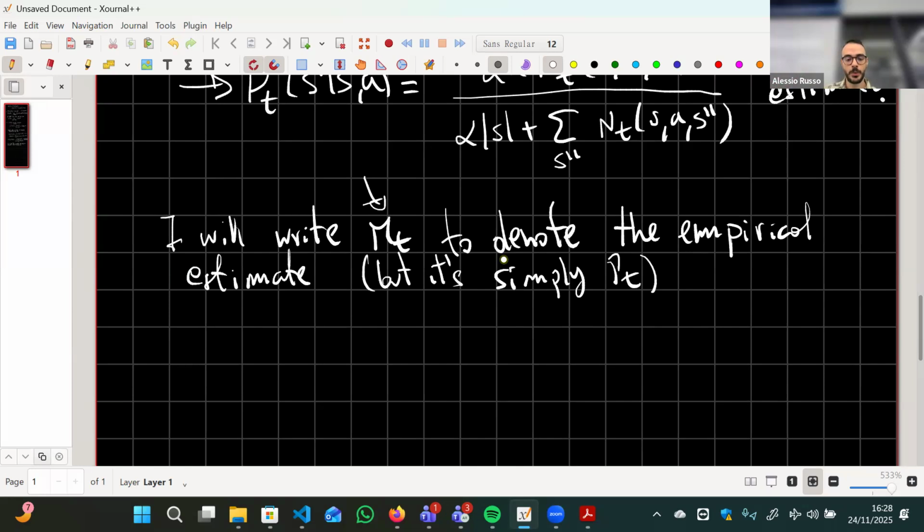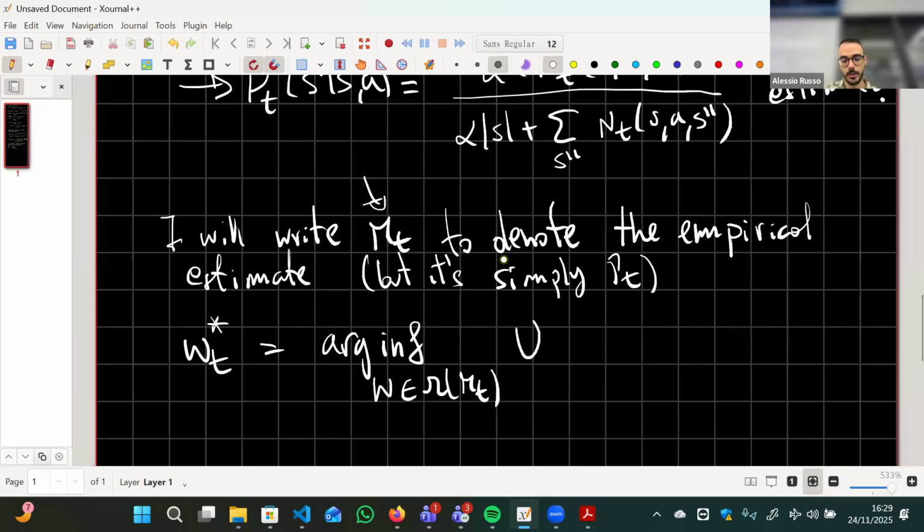So based on this empirical MDP, we are going to compute the optimal exploration for that empirical MDP that we are going to call w_t star. So w_t star is the arg inf of all possible stationary distributions for MDP M_t.